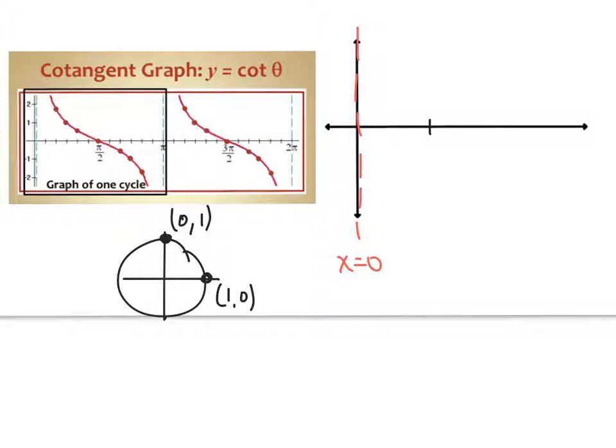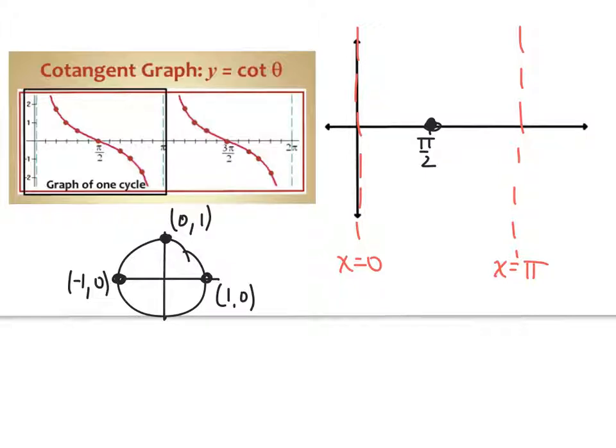What's 0 divided by 1? 0. Okay, so we have this point right here. All right, and then let's do one more point over here. So what is cotangent of pi, or 180 degrees, if it's the point negative 1, 0? Undefined, because it's negative 1 divided by 0. So therefore, we have an asymptote occurring at pi.